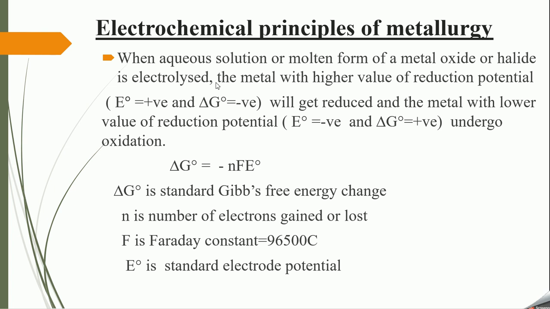So, during electrolysis, the metal with the higher value of reduction potential, that is, E naught is positive and delta G is negative, will get reduced, and the metal with the lower value of reduction potential, E naught is negative and delta G is positive, undergoes oxidation.